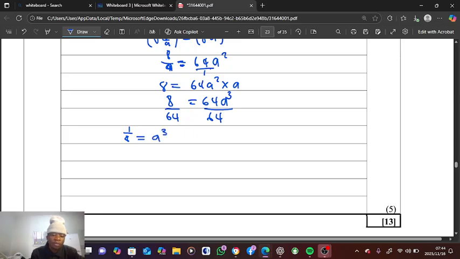So when you're looking for a, we know that we have to multiply our exponent by its inverse. Also this side we have to multiply by 1 over 3. So this and this will cancel. We're going to have a is equal to 1 over 8 to the power of 1 over 3, which is going to give us positive half.